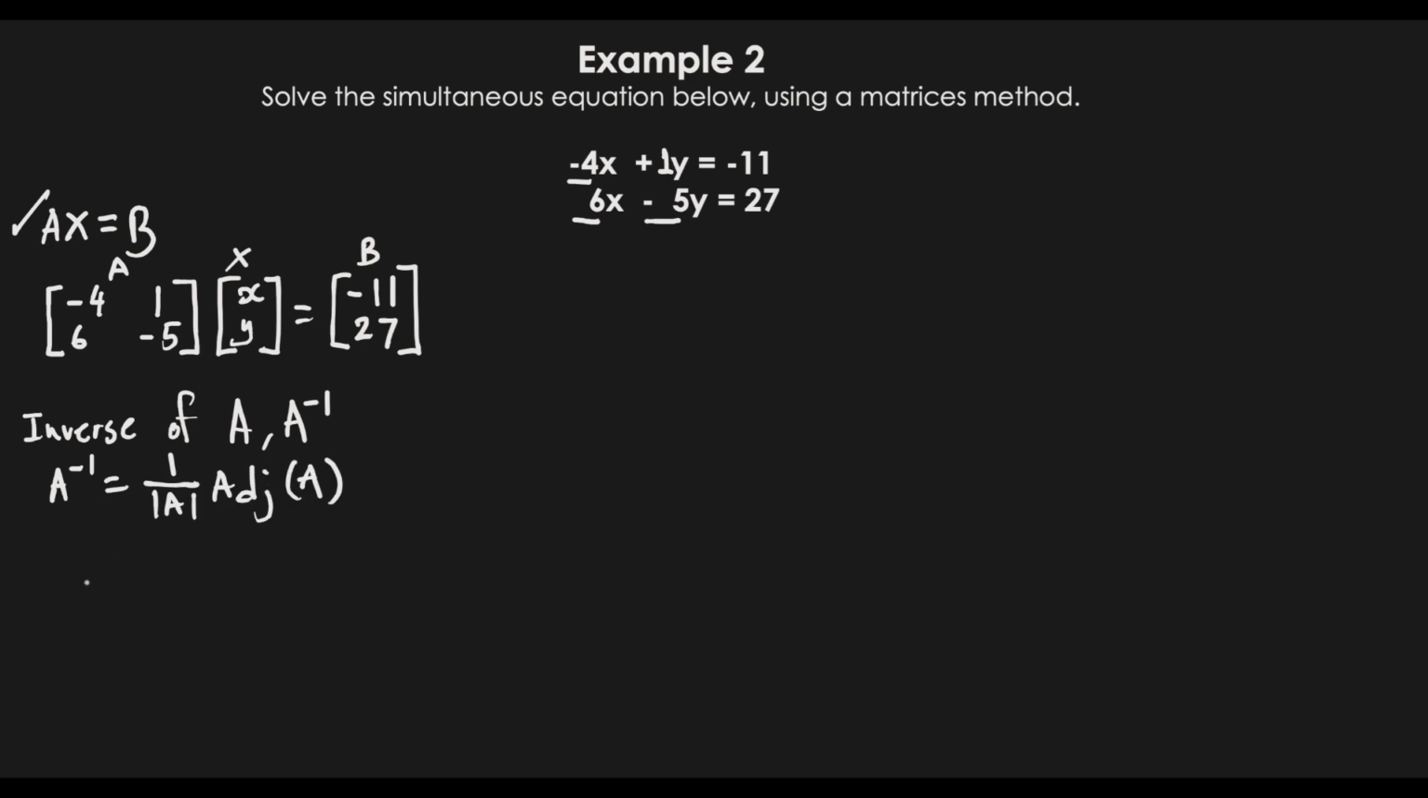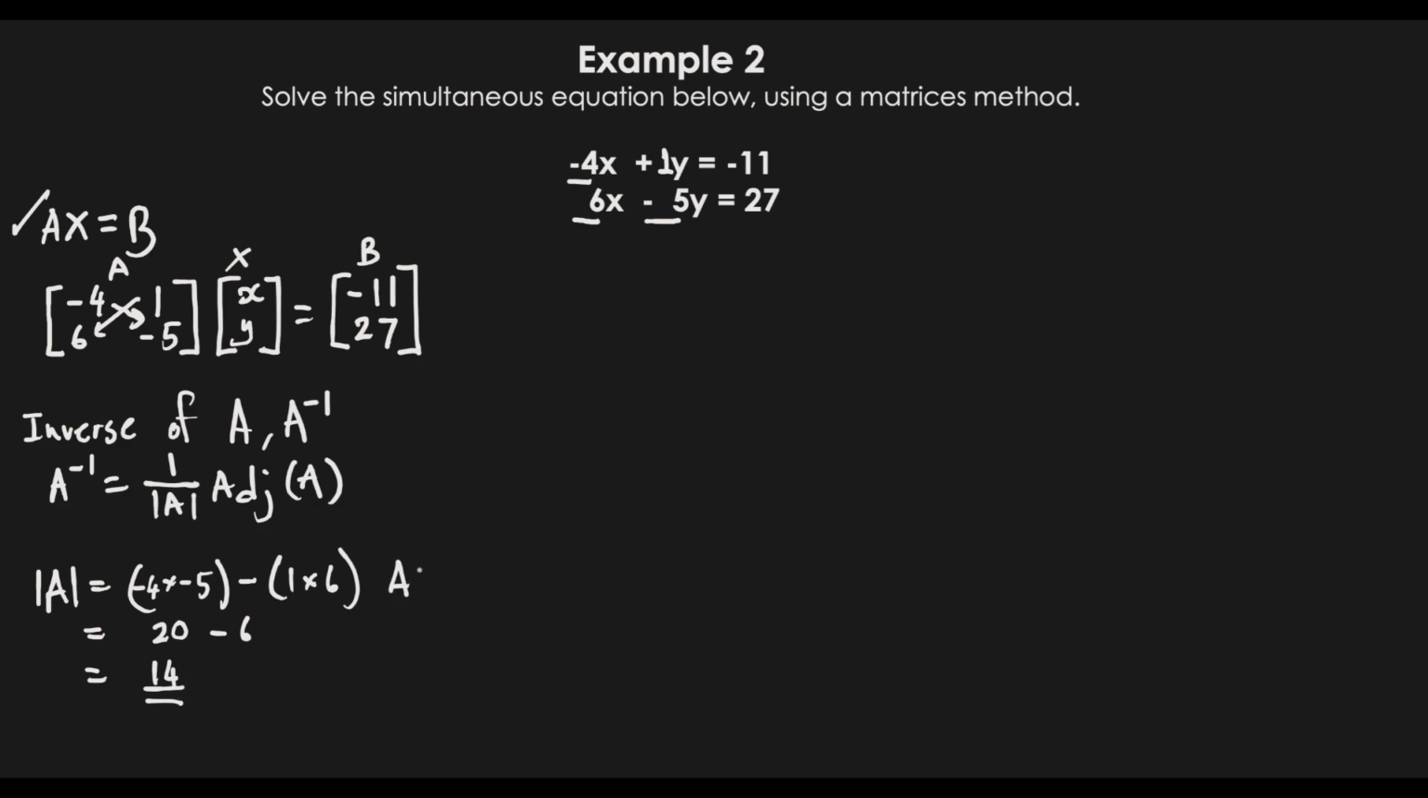So the determinant of A. So this here is A. You know what we do? The crisscross. So negative 4 times negative 5. So the determinant of A would be equal to negative 4 times negative 5, take away 1 times 6. So negative 4 times negative 5 is positive 20, because a negative times a negative is a positive. Minus 6 gives us 14. So the determinant is 14.